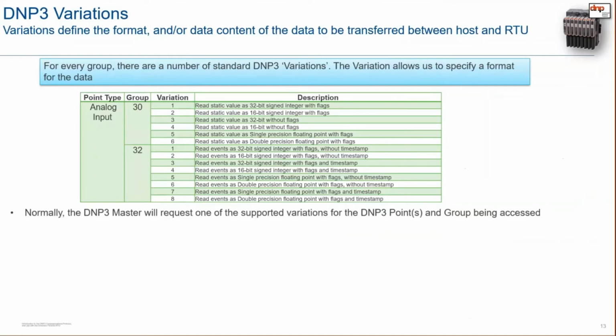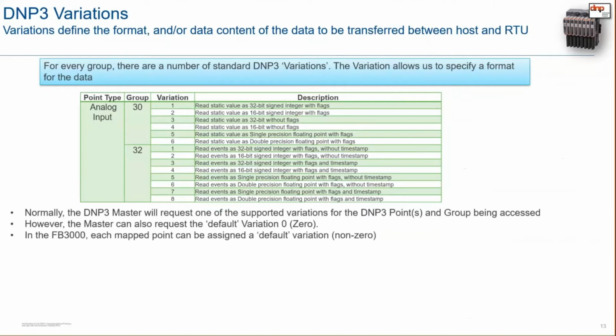Normally, the DNP3 master, when it's requesting data, will always specify one of the variations. Makes sense. It defines what data it wants. However, it can also request what we refer to as a default variation, variation 0. You'll notice that there is no 0 in the table above. The reason for that is because within the RTU, when you map a point, you can assign it a default variation, which is one of the variations shown on this table.